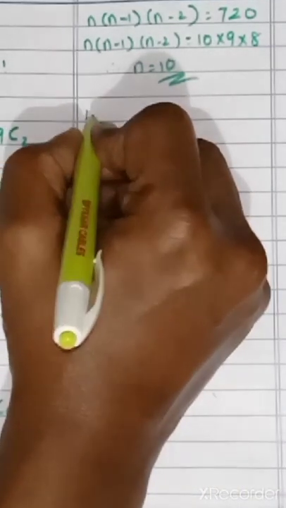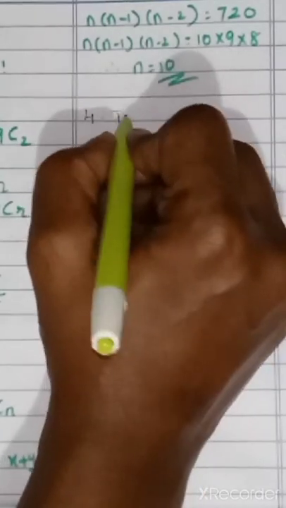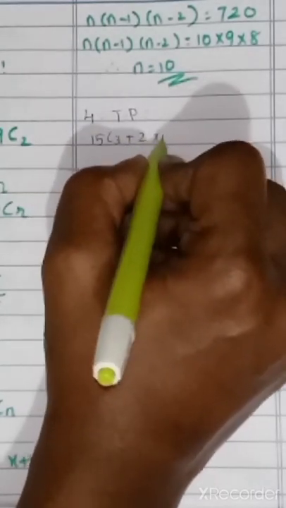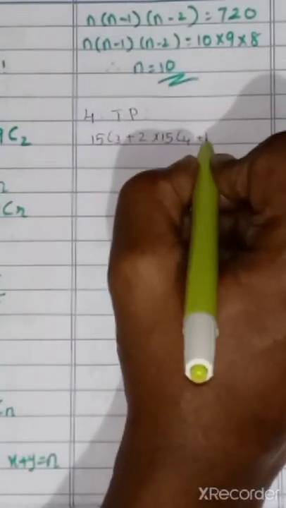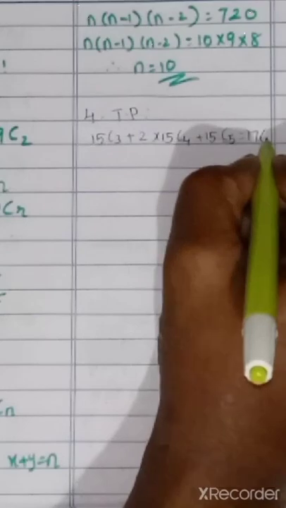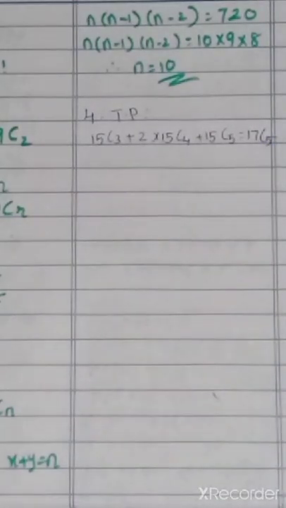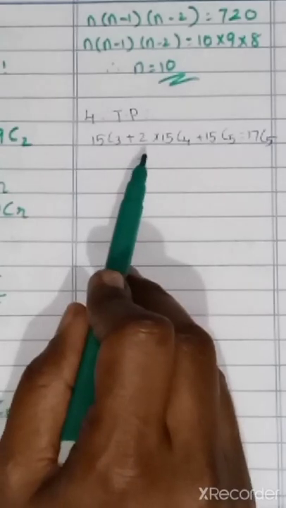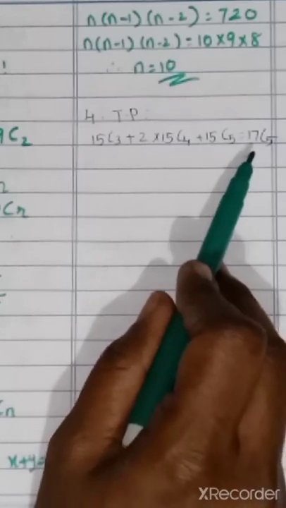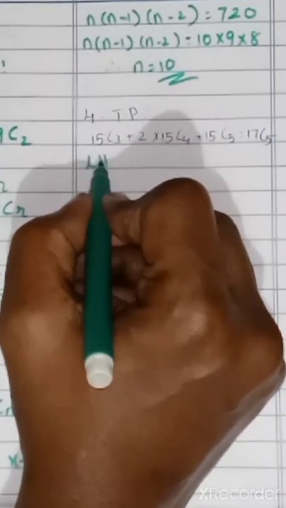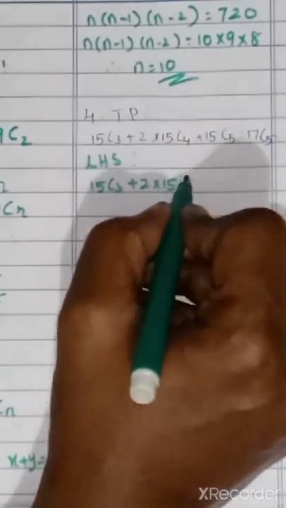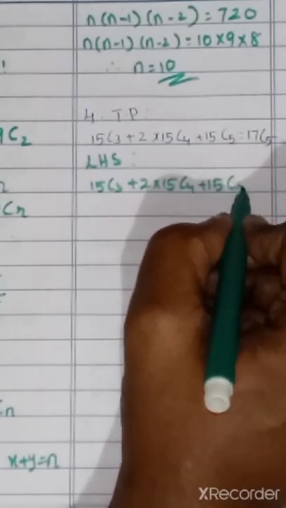Now take your fourth question. We want to prove that 15C3 plus 2 into 15C4 plus 15C5 equal to 17C5. So we are going to prove this one. What is that? 15C3 plus 2 into 15C4 plus 15C5, which is equal to 17C5. So first we can take your left hand side. So what is your left hand side? 15C3, 2 into 15C4 plus 15C5.